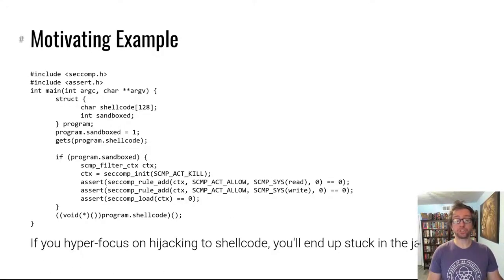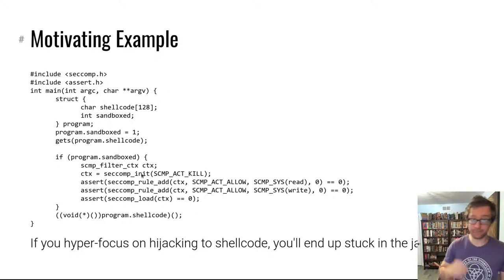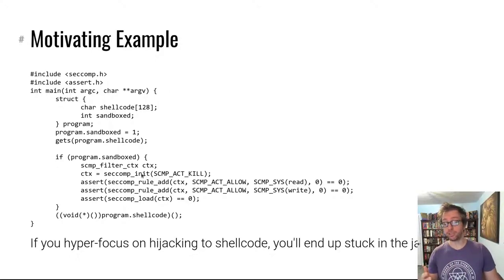And if you hyper-focus on using this stack overflow that's provided to us by the gets to hijack execution, you're going to end up in a situation where you're stuck in this jail. Instead, what you need to look at is what else does this gets allow me to do? In this case, there's a structure on the stack that has the shellcode and, after the shellcode on the stack, a flag for whether or not that shellcode should be sandboxed. If that flag is set, which it is by default, then that sandbox is set up. So if you overflow with a bunch of A's, this check will pass. Program.sandbox will be A, which of course evaluates to true in C. Anything non-zero is true. And what ends up happening is the seccomp filter is applied.